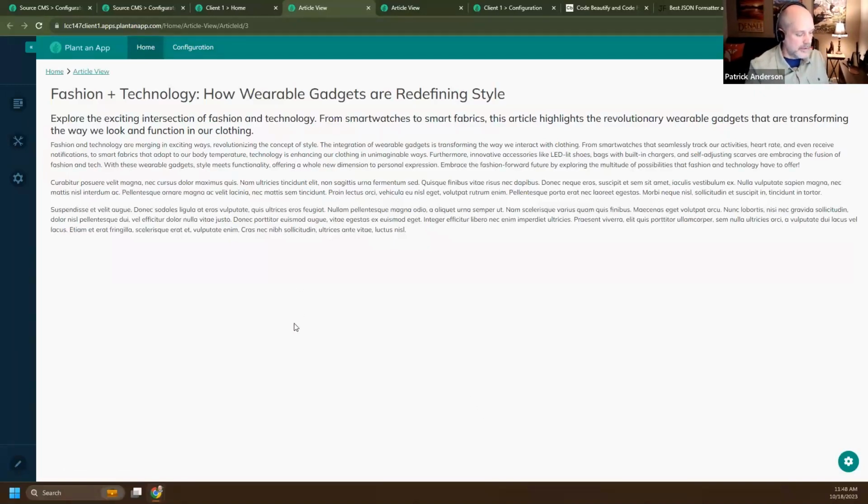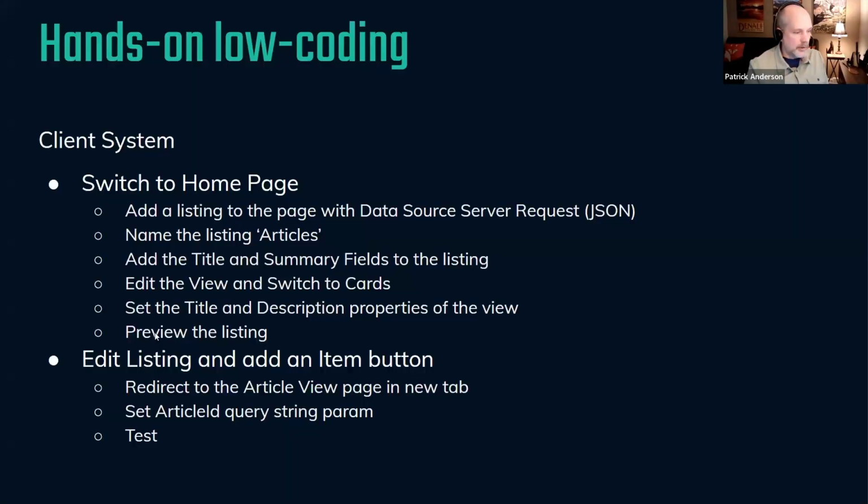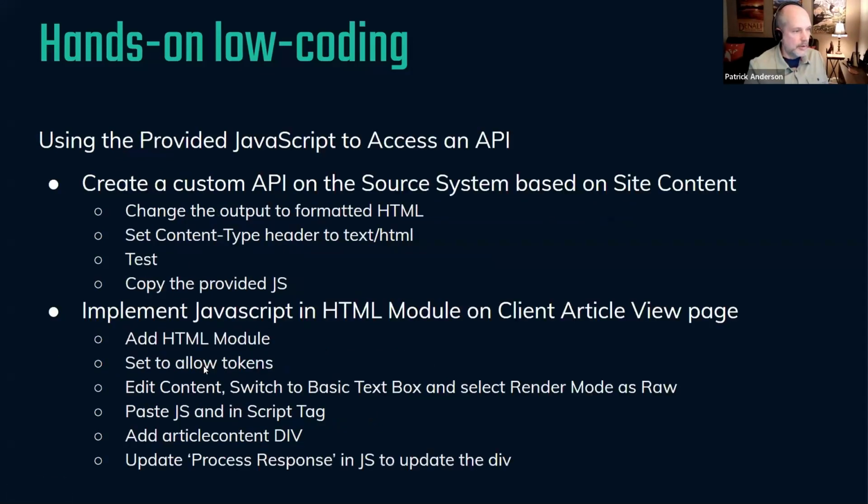I still have plenty to do, so I'll fill up this last few minutes of the hour. I hope you guys are willing to stick with me here. Okay, so let's go back to our presentation and see where we are. I have added the item button, and we set the article ID query string param, and we've tested it. So we're good to go there.